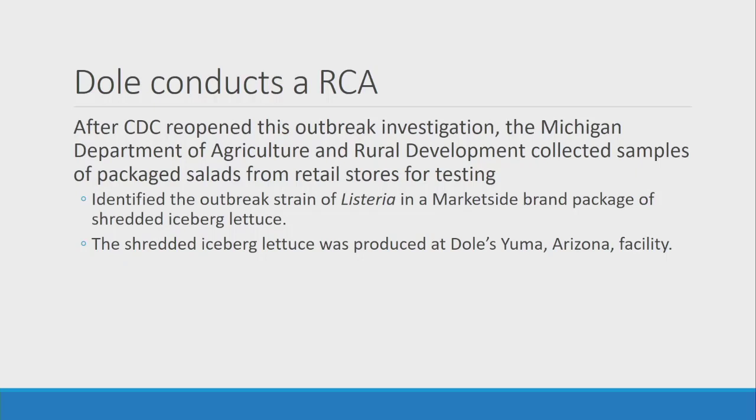Michigan Department of Ag and Rural Development collected samples of packaged salads as part of their routine sampling. All right, and they identified that same whole genome sequence of Listeria monocytogenes in a Marketside brand package of shredded iceberg lettuce. That iceberg was produced not at that facility in North Carolina, but in this case at the facility in Yuma, Arizona.